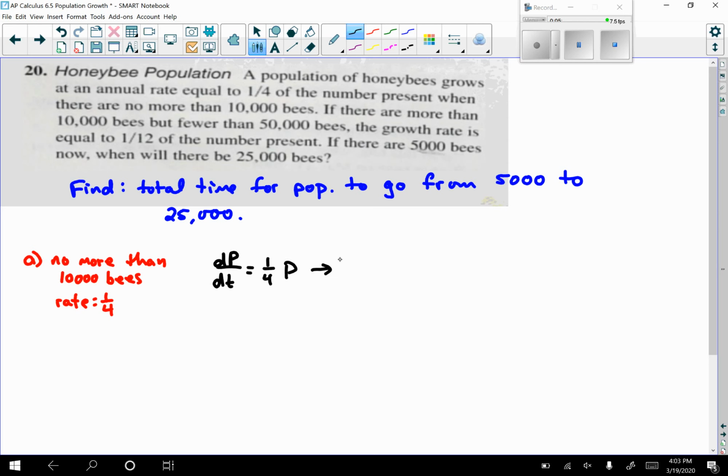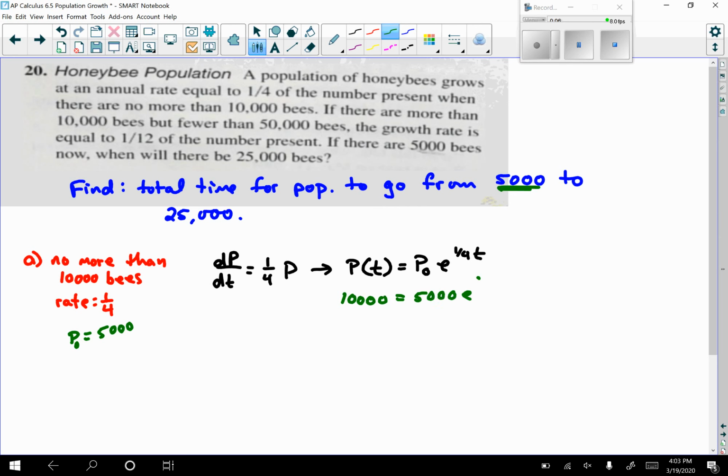And then we could say that this is going to lead to a function. P of T is equal to our initial population, e to the 1/4 T. And now what we could say is we know we are starting at 5,000. So P naught is going to be 5,000. Now we have to stop it at 10,000 as the first part of the problem here. So an initial amount of 5,000 is going to turn into 10,000 when it's done.